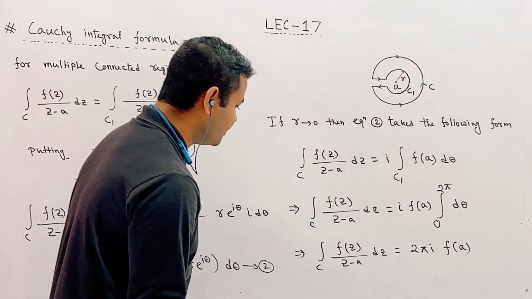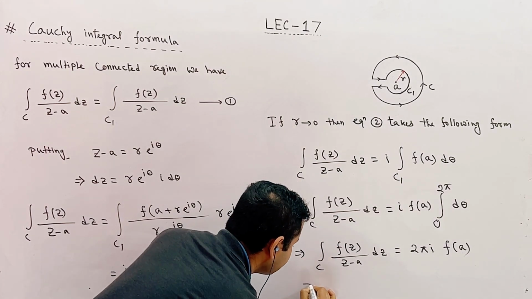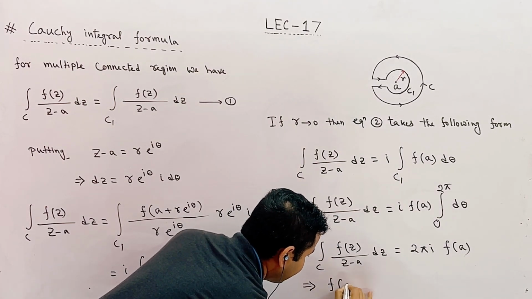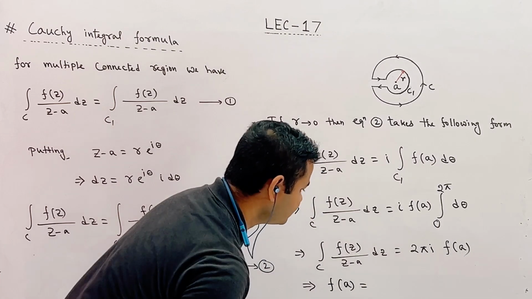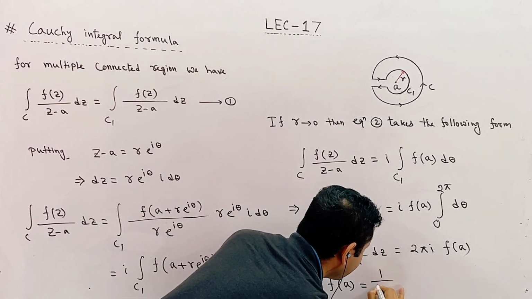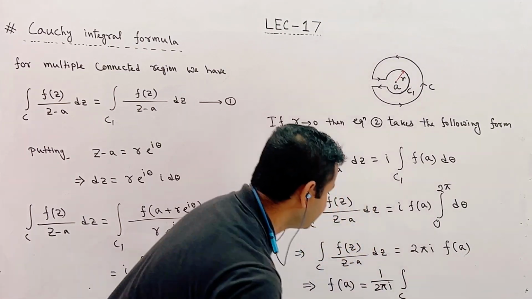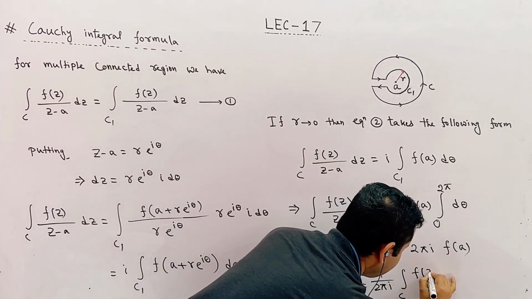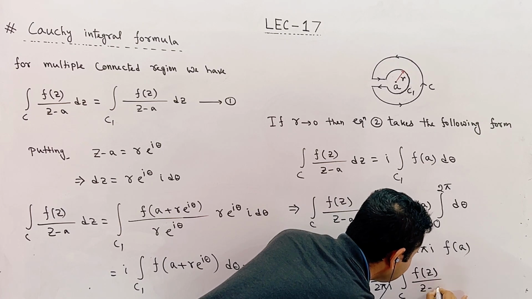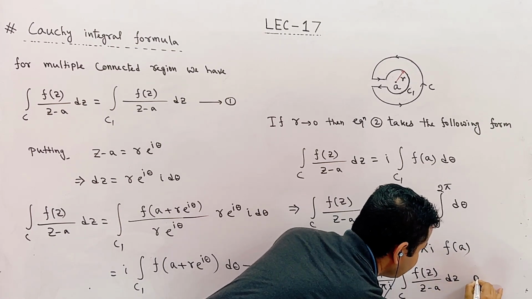So after rearranging, we will get f(a) is equal to 1 by 2πi integration along curve C of f(z) divided by (z minus a) into dz, which is proved.